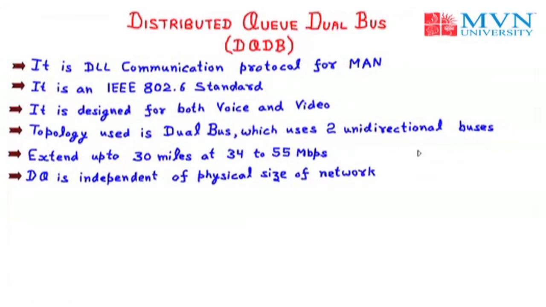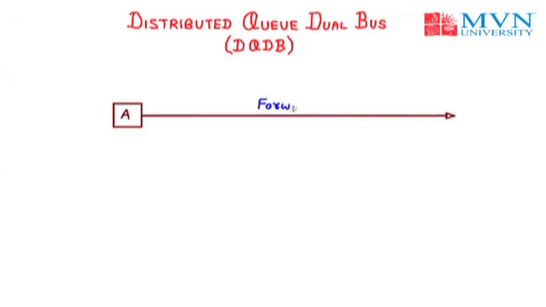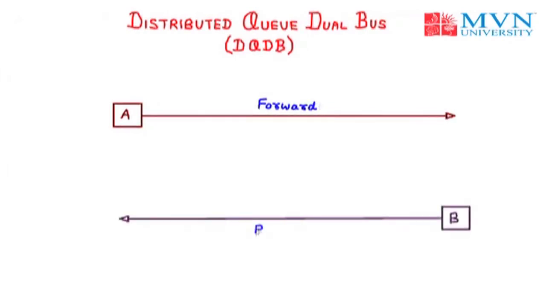Now to understand the DQDB, that is Distributed Queue Dual Bus, let us take the example of a diagram. Let us suppose we have a bus A that works only in the forward direction. And suppose we have one more bus, bus B, which only works in the backward direction. Now let us suppose we have 5 systems in sequence order, placed between these two buses A and B.